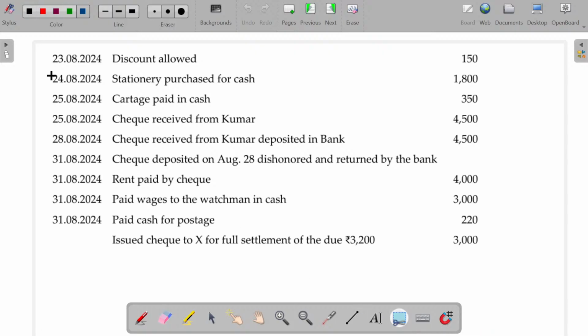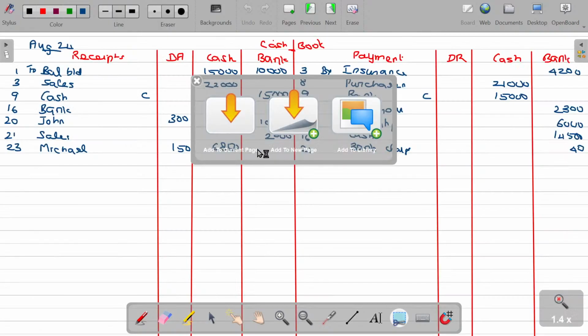Thereafter, from 24th to 28th, I'll pick around 4 transactions.